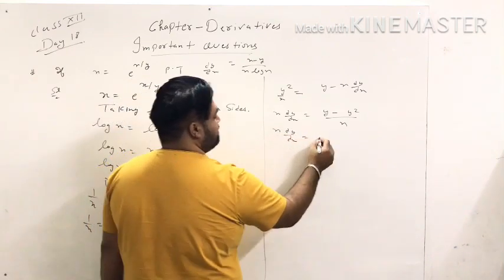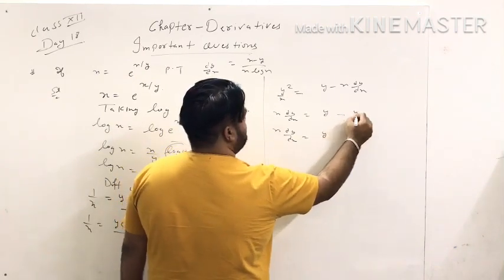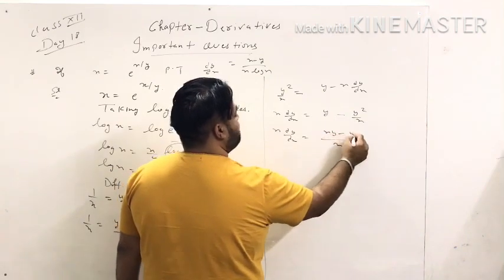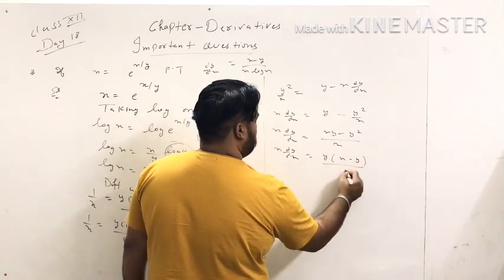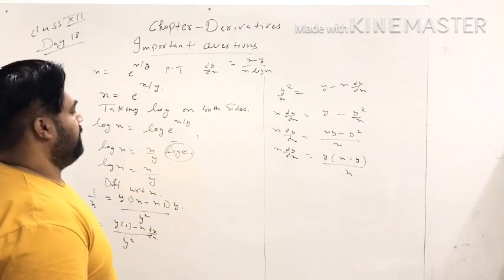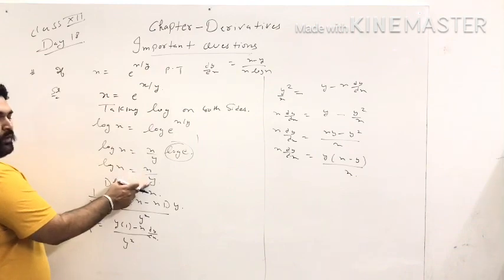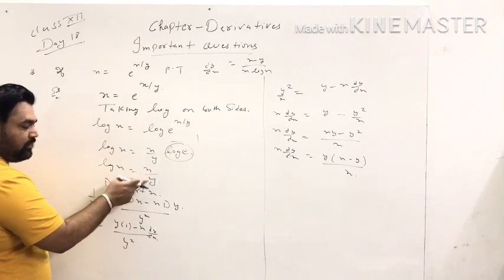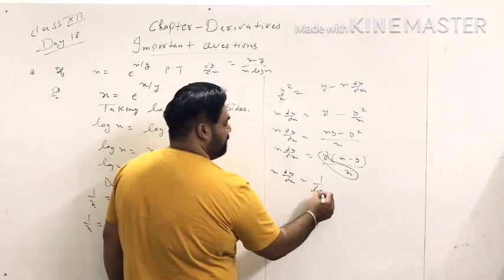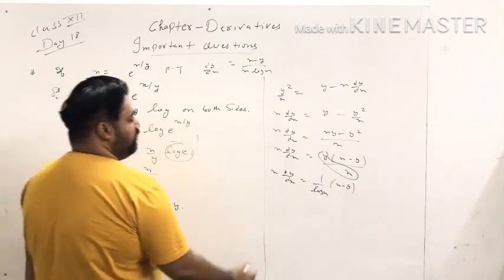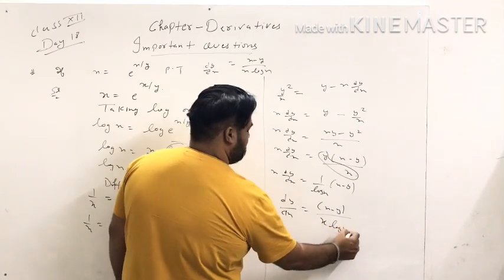So x dy/dx. Now we take common. This becomes y minus y square/x. Now we take LCM, xy minus y square. Now x dy/dx equals, take common, (x minus y)/x. Now we know the value of x/y is log x. So the value of y/x becomes 1/log x. So the value of dy/dx is (x minus y) upon x log x.